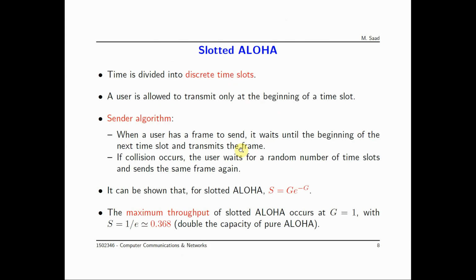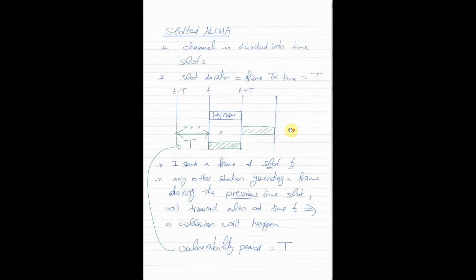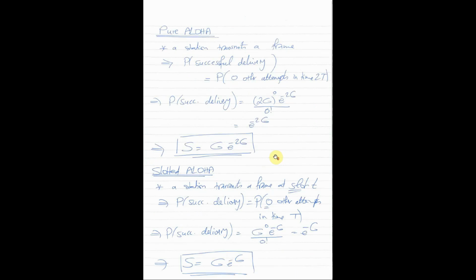It means that we have basically derived this formula, S is equal to G e to the power of minus 2G, in pure Aloha. Now, how does slotted Aloha work? In slotted Aloha, assume that we have time slots, and stations can start transmitting a frame only at the beginning of a time slot.